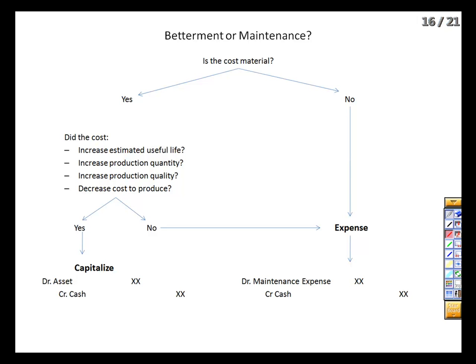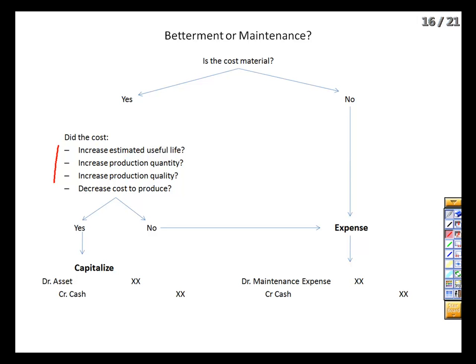If it isn't material, then just expense it right away. If it is material, then we have to look at what the expenditure does. An expenditure is considered a betterment if it meets one of the 4 following criteria. Has it increased the asset's useful life, increased production quantity, increased production quality, or decreased costs to operate?